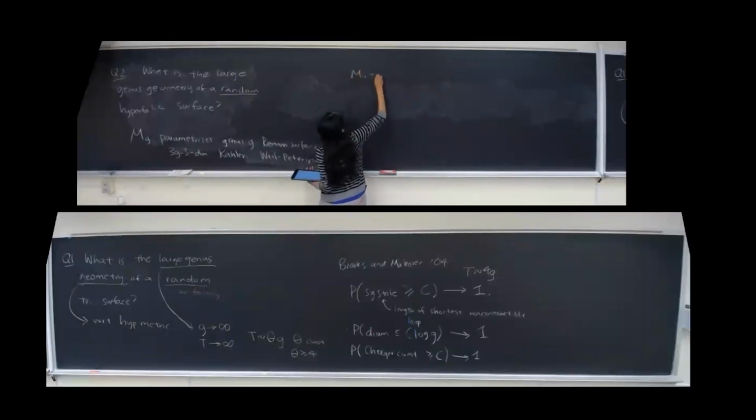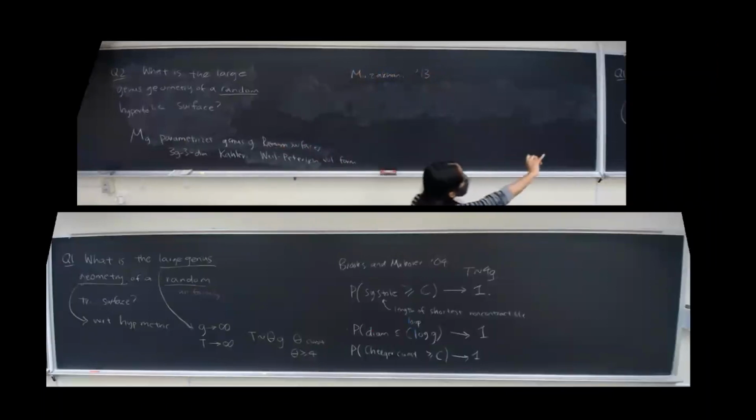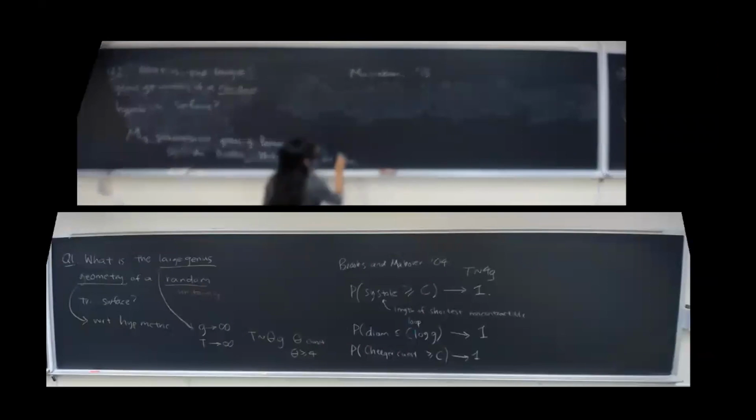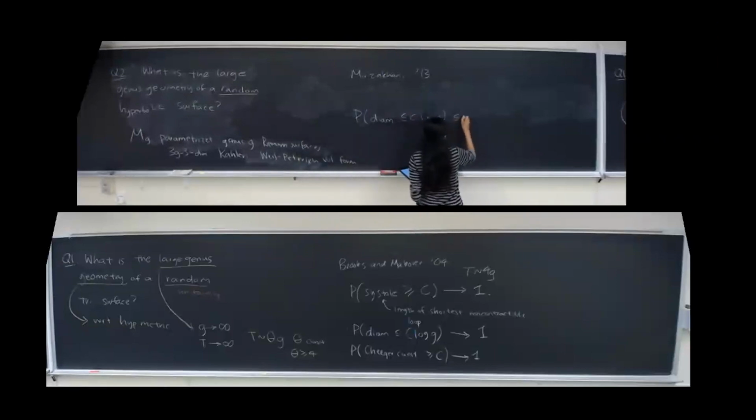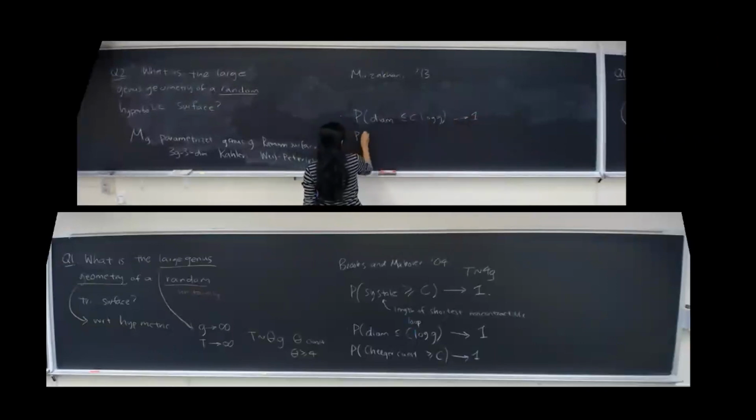Mirzakhani sent me this question. And he got very similar results to Brooks and Makover, except the system is just a bit different. So the diameter is around log d. It's probably 1. The super constant also is similar to that, but this is only true for this.